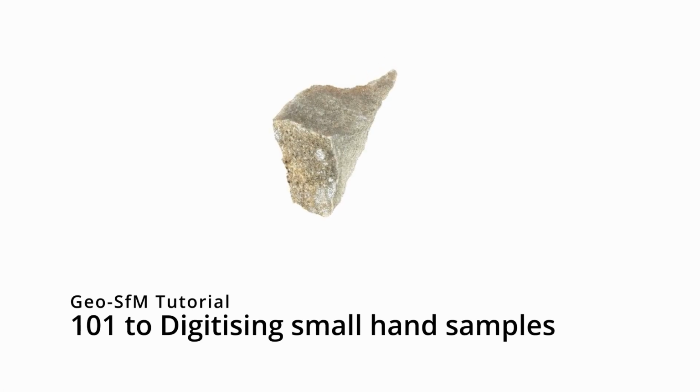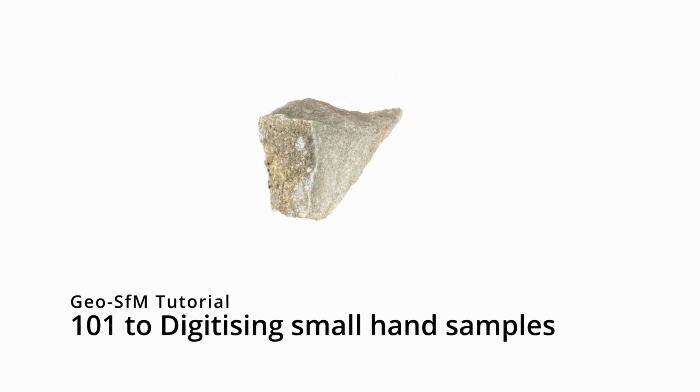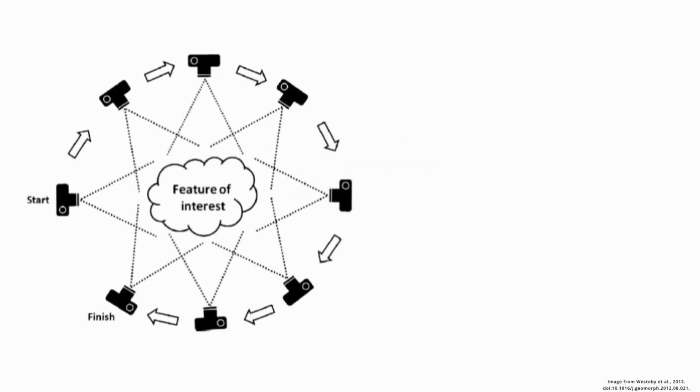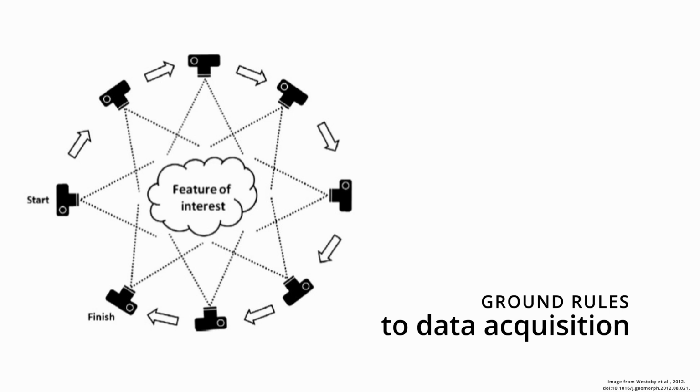Welcome to a very brief 101 to digitizing small hand samples. As we know from one of the previous lectures, everything comes down to acquiring the photos, and not just photos, but also photos taken from the right angle and right distances. So in general, we can actually make a top 4 priority list of how to acquire images of your sample.